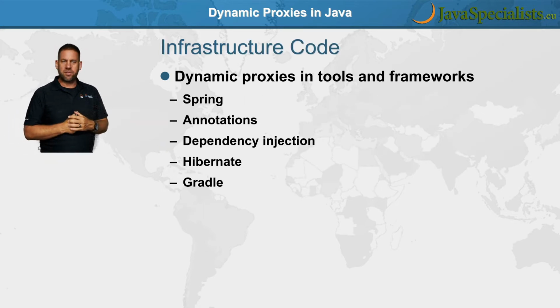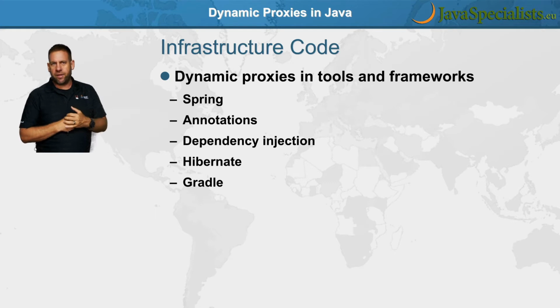Dynamic proxies are used a lot in different types of infrastructure code. You'll have it in Spring, annotations, dependency injection, Hibernate, Gradle. So we did a search through that, and it's used in lots of different places. And I've even written a book about it.